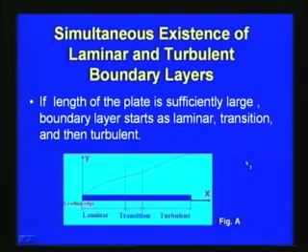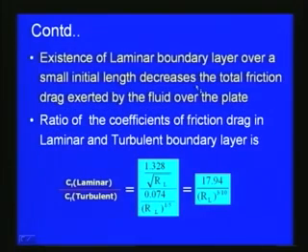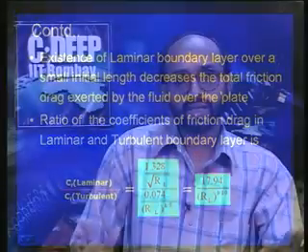Now, for this kind of problem, the existence of a laminar boundary layer over a small initial length decreases the total friction drag exerted by the fluid over the plate. As we can see, initially the length of the plate is such that a laminar boundary layer exists. So, this existence of the laminar boundary layer over a small initial length actually decreases the total friction drag exerted by the fluid over the plate.